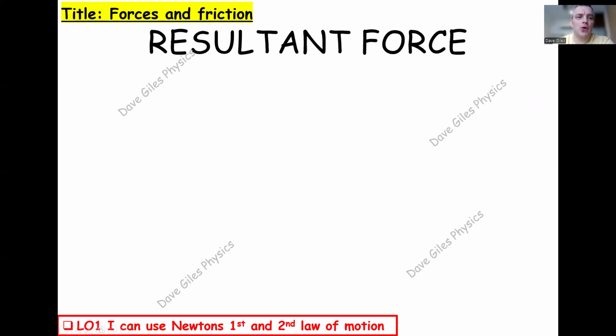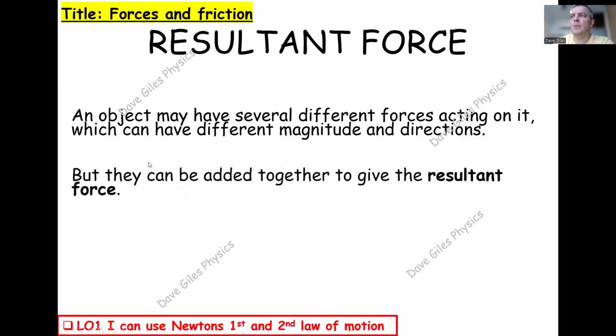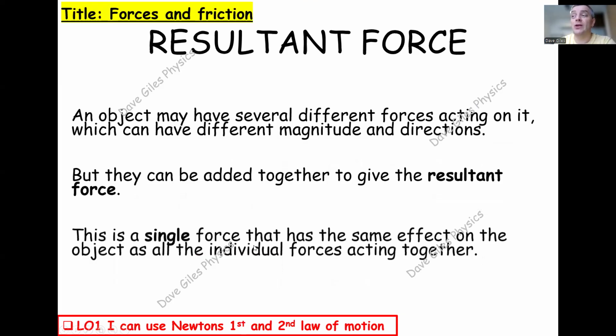So we'll start by looking at resultant force. Now, some of this will be a recap of stuff you've done in previous lessons. An object may have different forces acting on it, which can have different magnitudes, which means size, and direction. But they can be added together to give the resultant force. This is a single force that has the same effect on the object as all the individual forces acting together. So basically, make it look like it's just one force, which is the resultant.